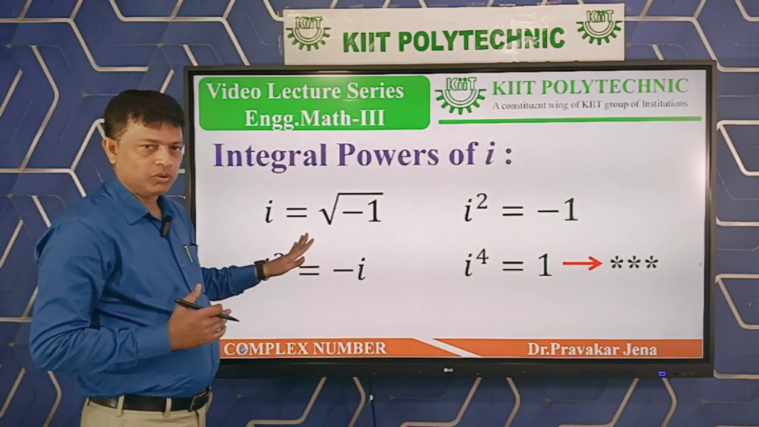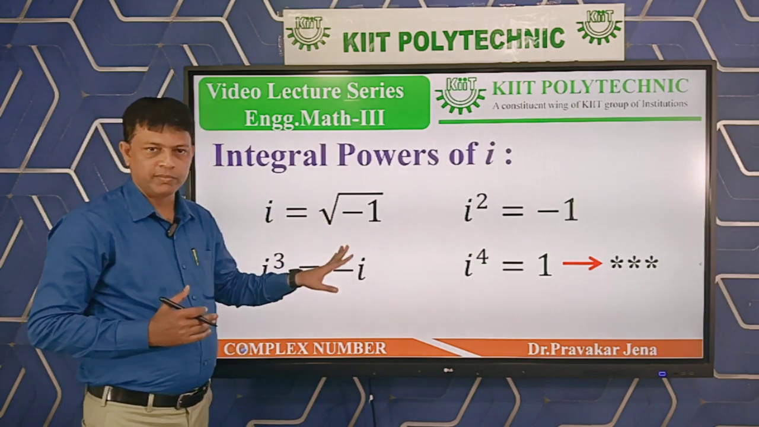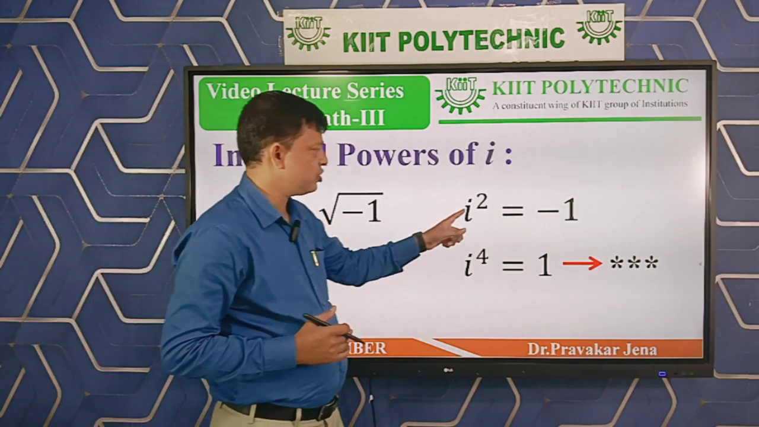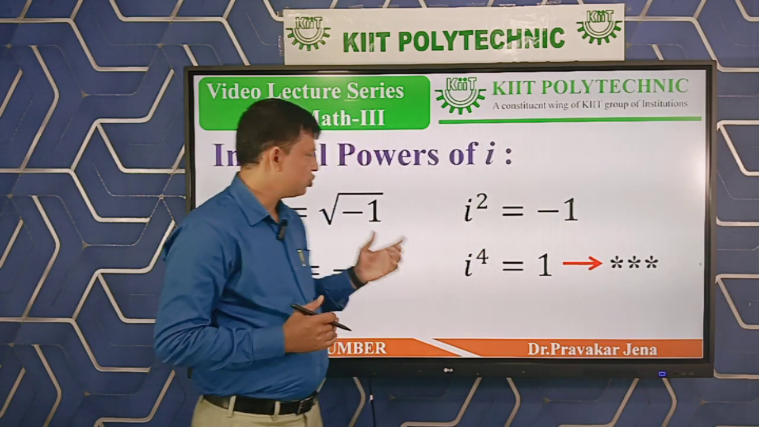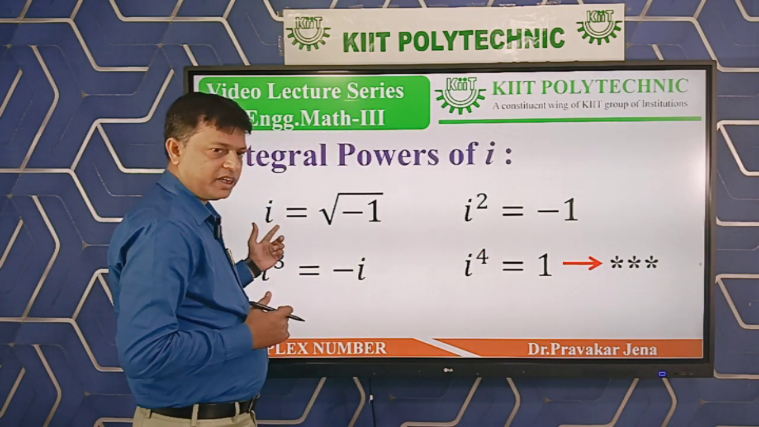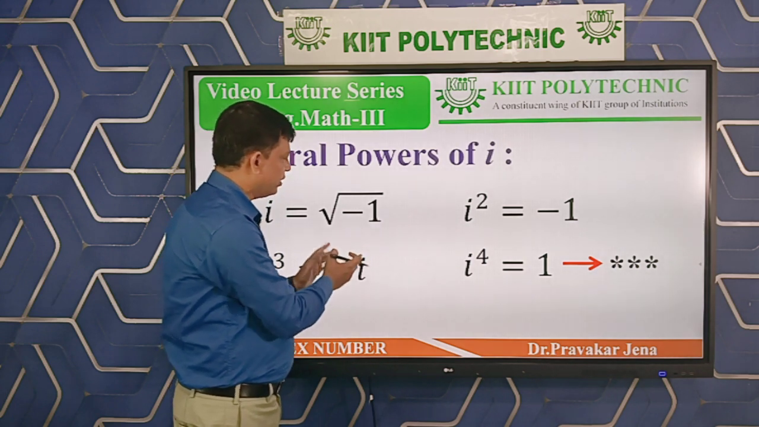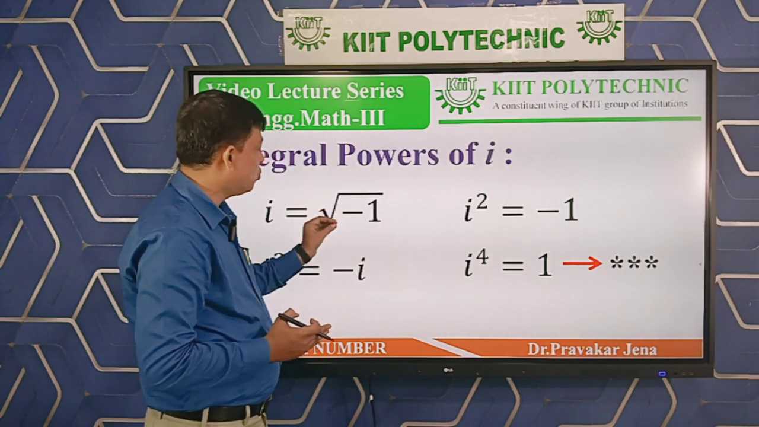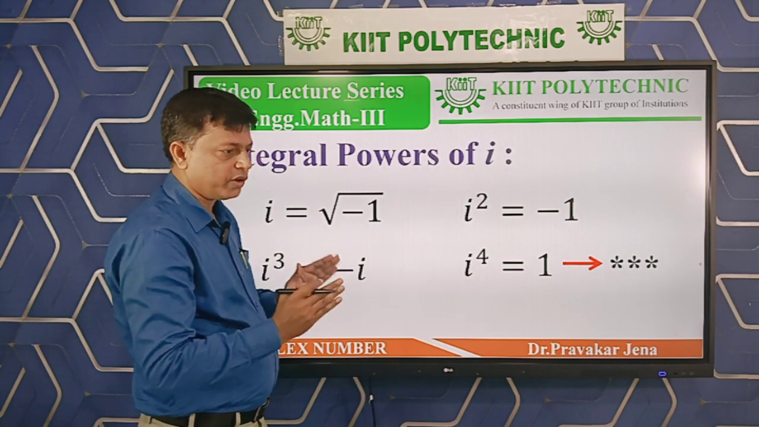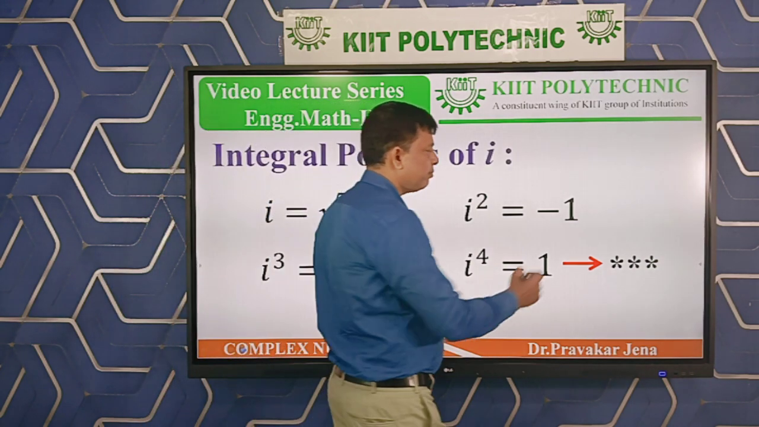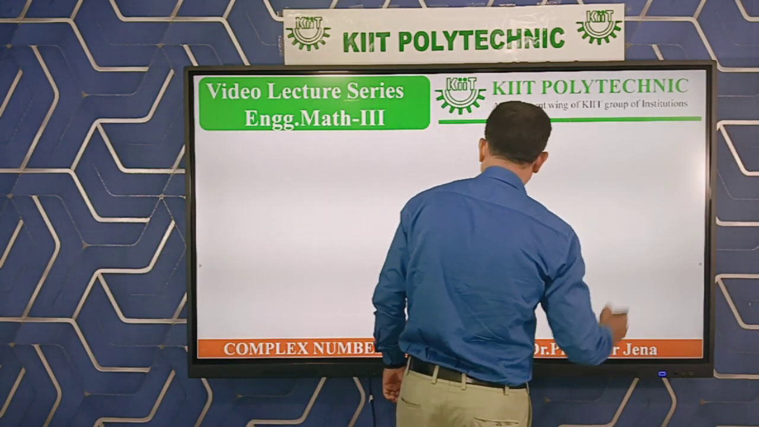We already know that i equals root of -1. So what is i square? Very simple. We take the square of i, that is the square of root of -1, and the root and the square cancel, and you will get -1. This is very, very important.